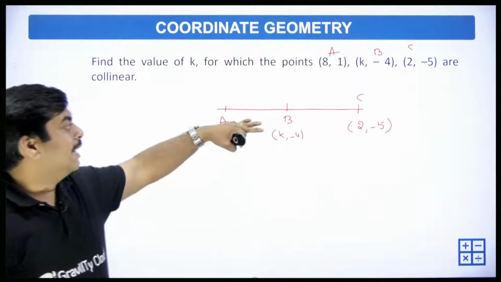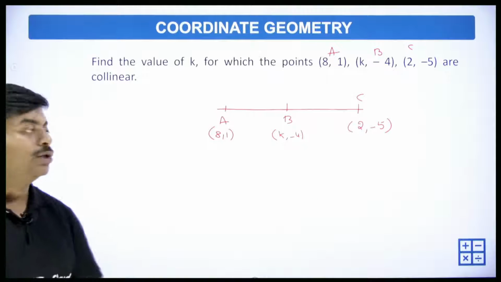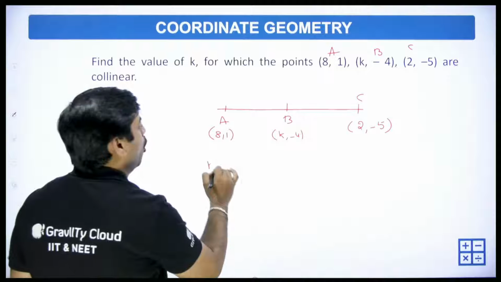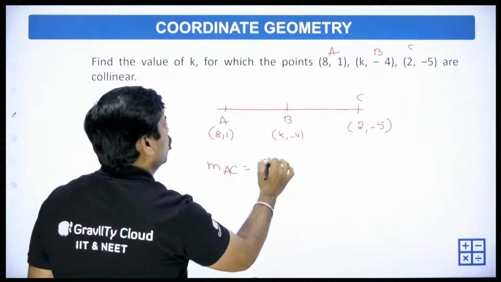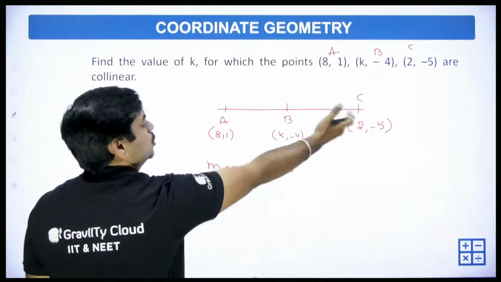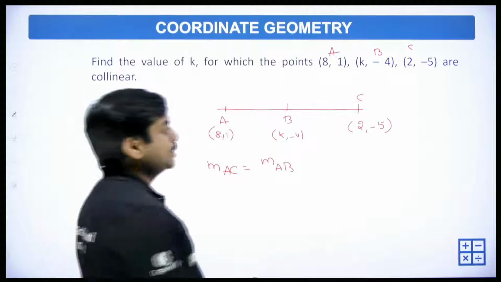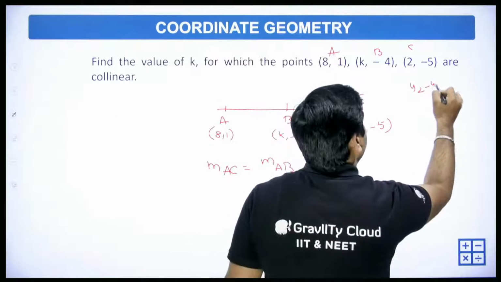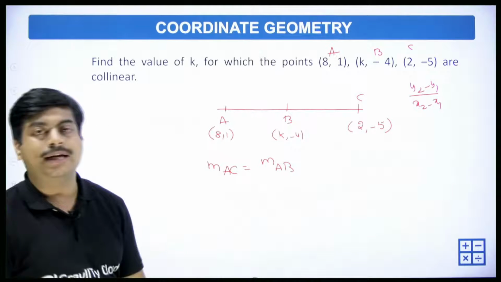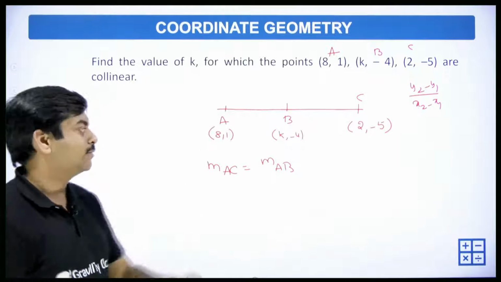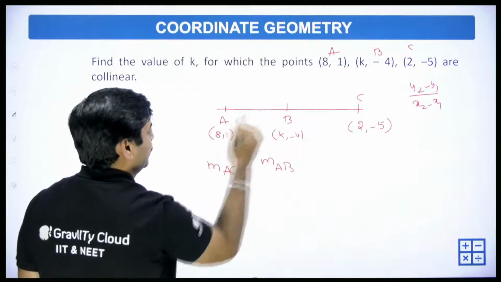That means the inclination of AB and BC will be the same. So I can say that the slope of AC, the complete line, is equal to the slope of AB. You can also equate the slope of BC, whatever it is. So what is the slope of AC? What is the slope formula? y2 minus y1 by x2 minus x1. Slope of the line joining 2 points is y2 minus y1 by x2 minus x1. So y2 minus y1, let's say about AC.